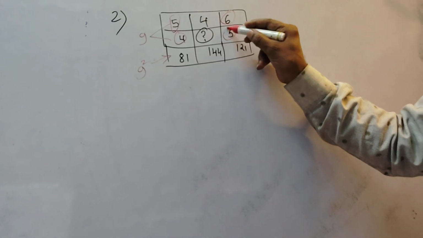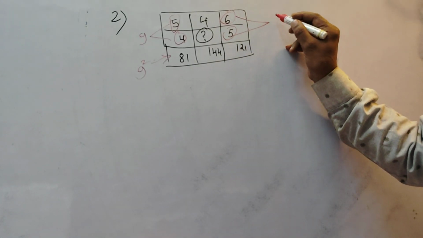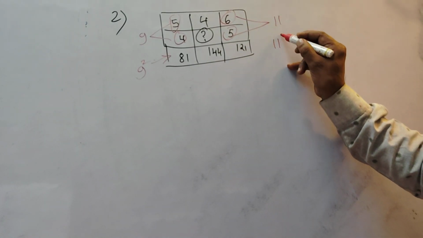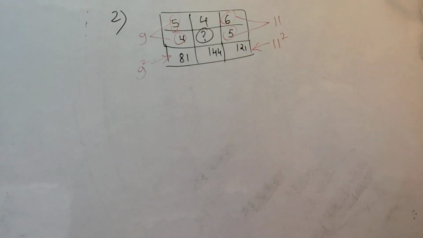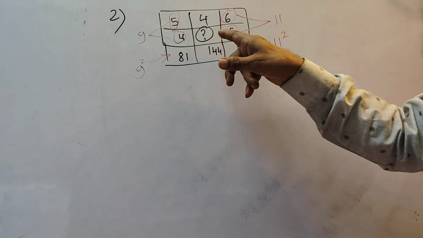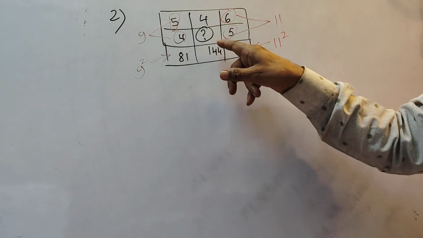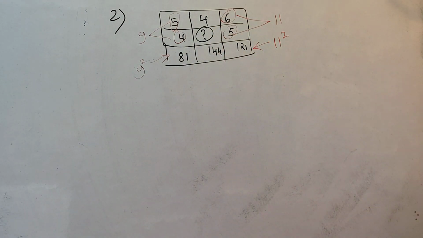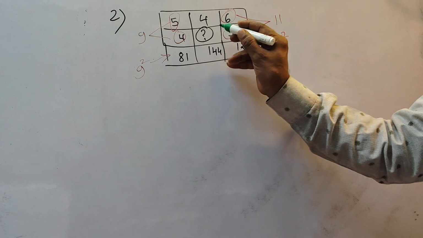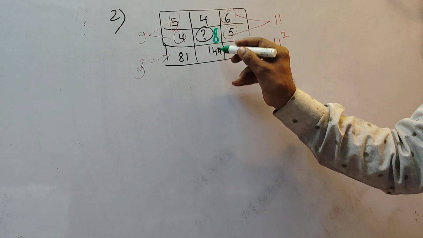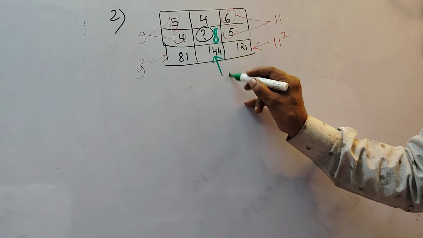Similarly, 6 plus 5, 11, and 11 elevens are 121. 11 square is 121. So what number comes with 4 to make it 12, so that 12 twelves are 144? What number comes? 8, because 8 plus 4 is 12 and 144 is 12 square.